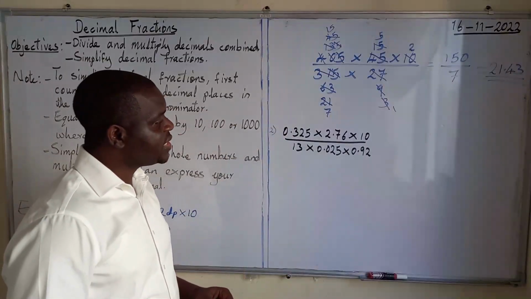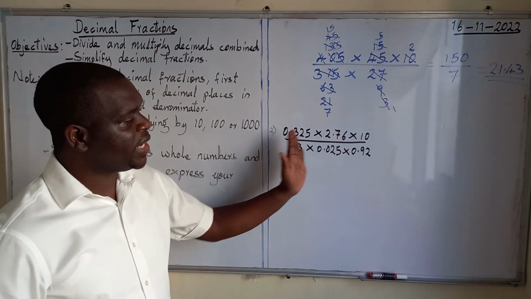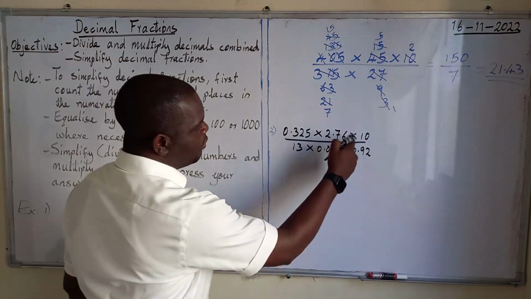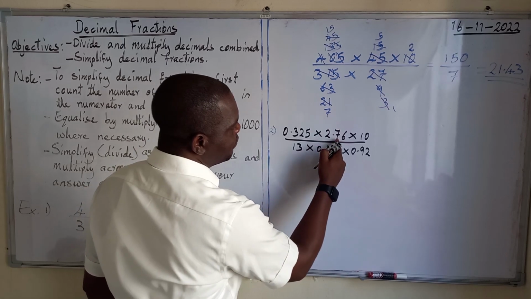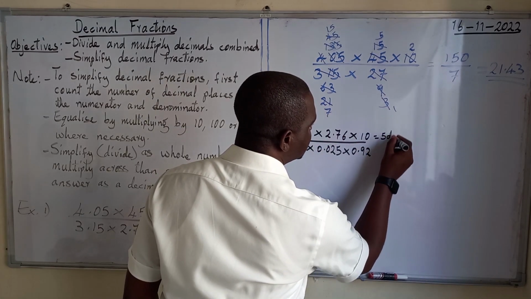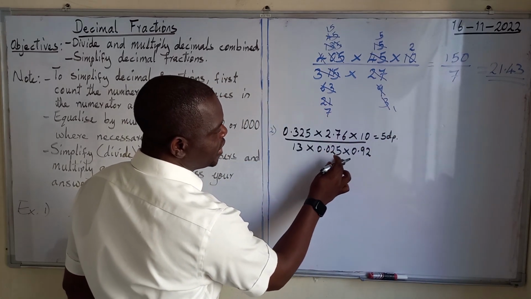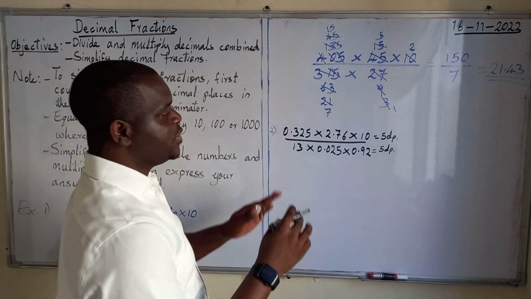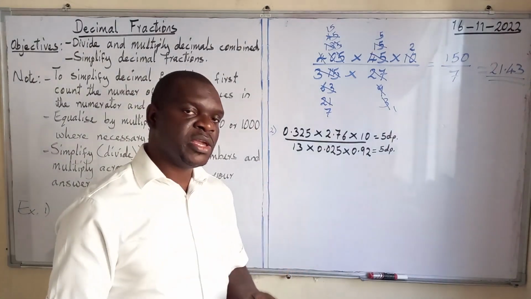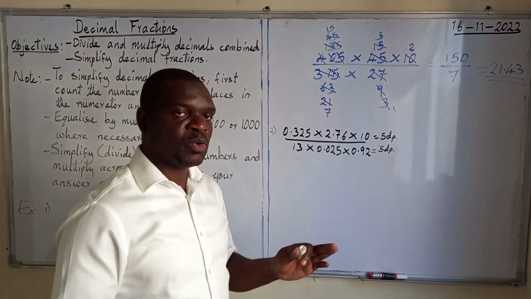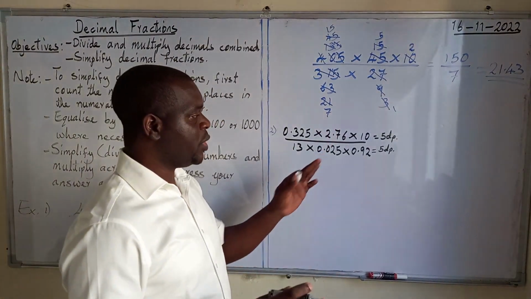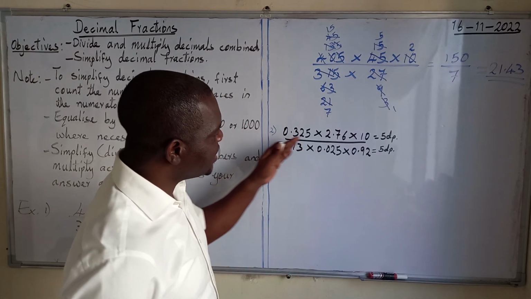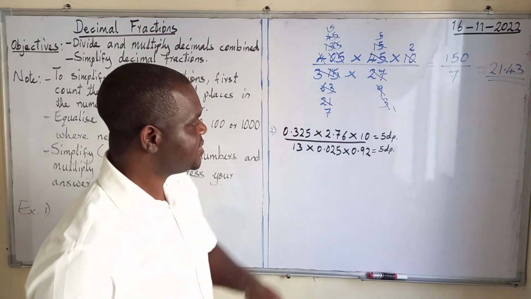Here is our second example. The first step is to identify the number of decimal places above and below. Above we have 1, 2, 3, 4, 5 decimal places. And below we have 1, 2, 3, 4, 5. And below also we have 5 decimal places. So if they are already equal, both sides are equal, we don't have anything to equalize. What we have to do at this point in time is to express the numbers as whole numbers and simplify.